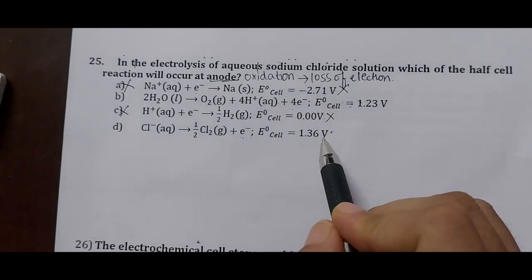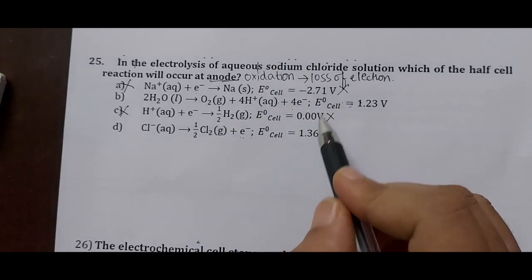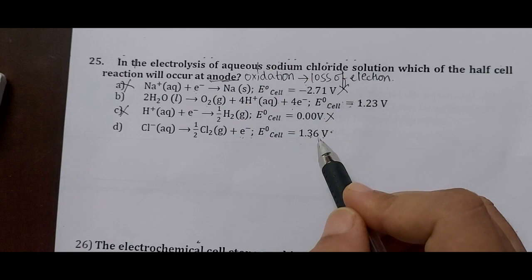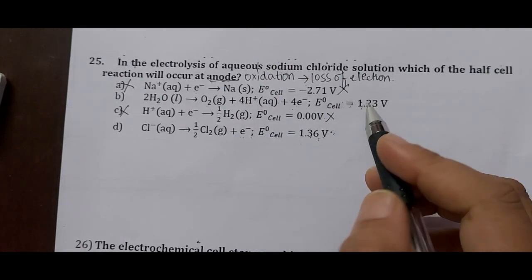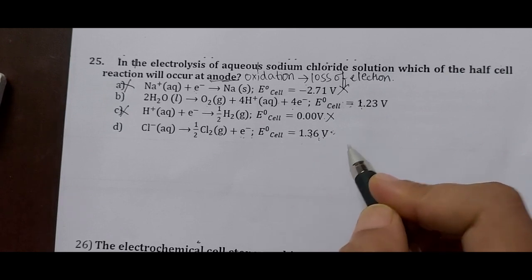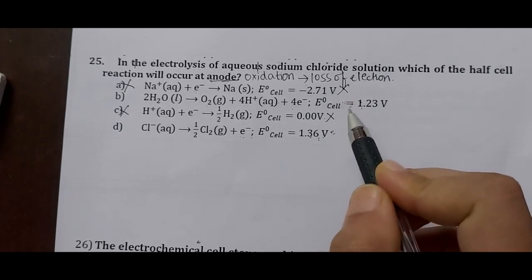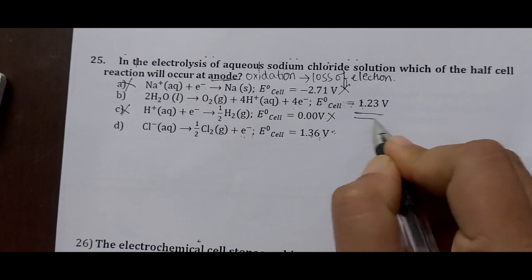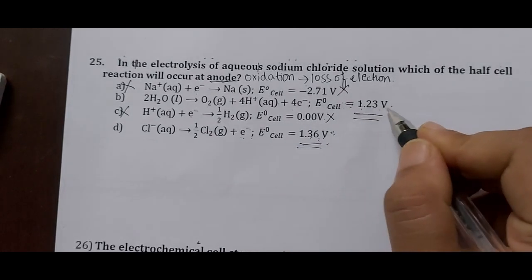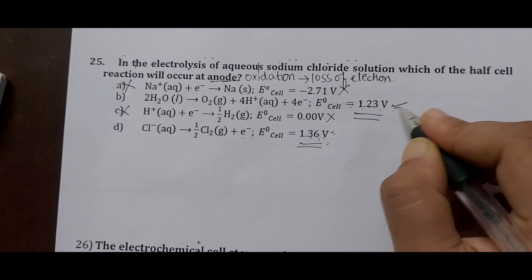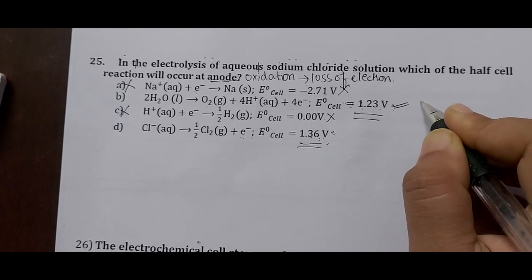Now, to decide which one may occur at the anode, we consider the E naught value. Based on the E naught value, the one which has a lower E naught value will easily undergo oxidation. Considering 1.23 and 1.36, the lower value among the two is 1.23. So we expect that this reaction should occur at the anode.